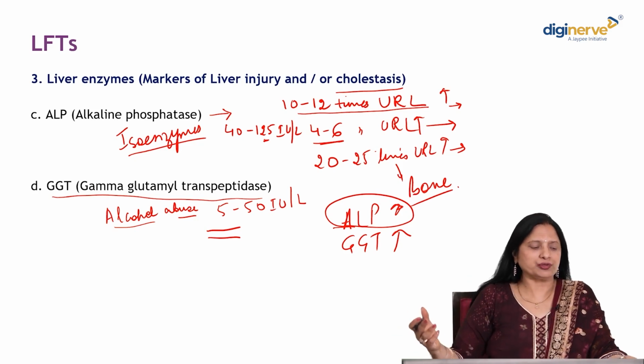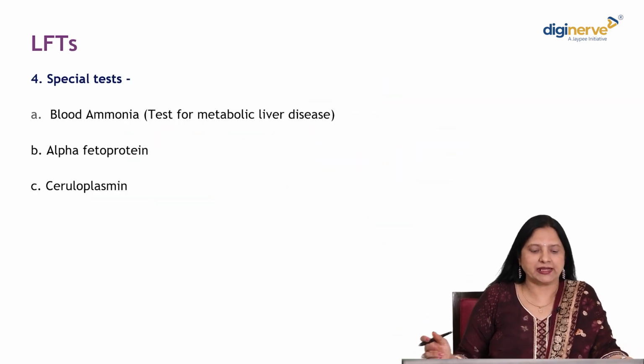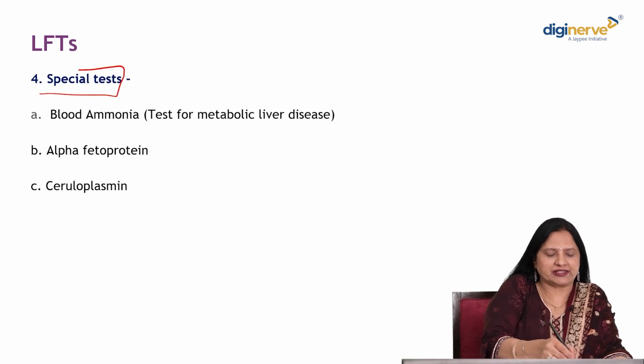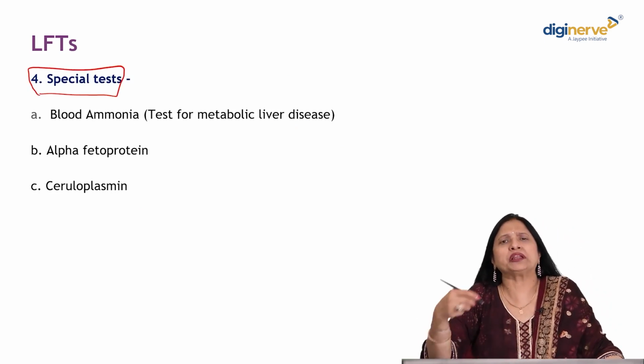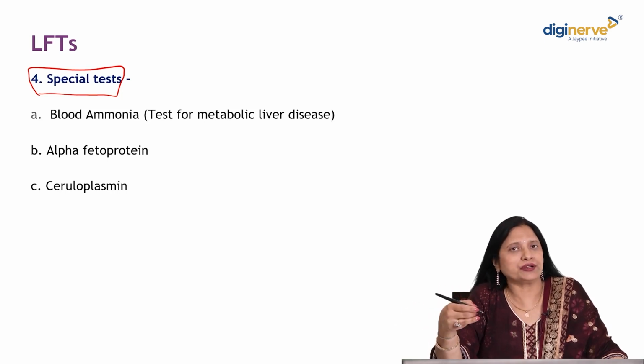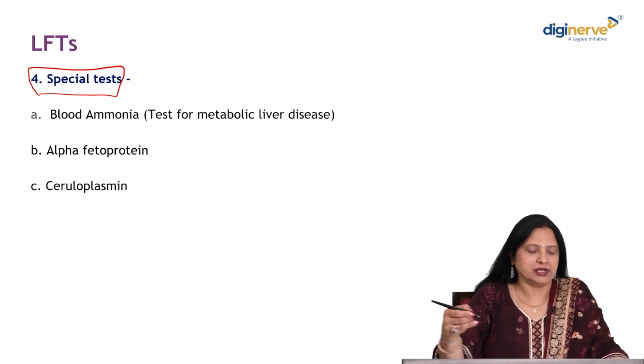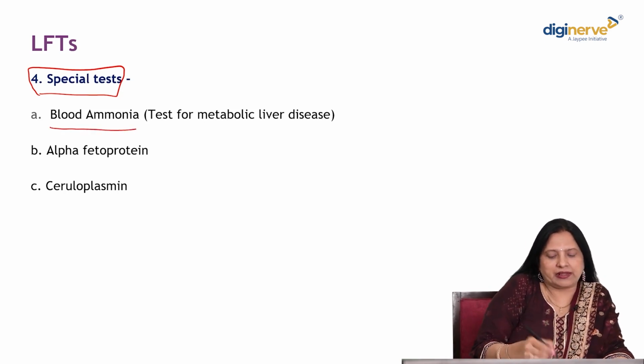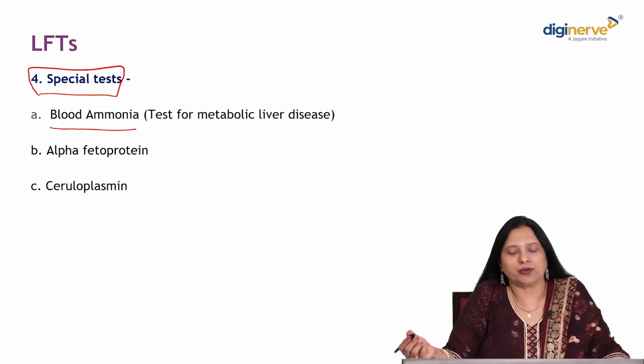And now we come to the next group of tests, and these are special tests. Obviously they are not performed in every liver disease patient, but they are ordered as and when required. So the first of these tests is blood ammonia. It is a test for metabolic liver disease.